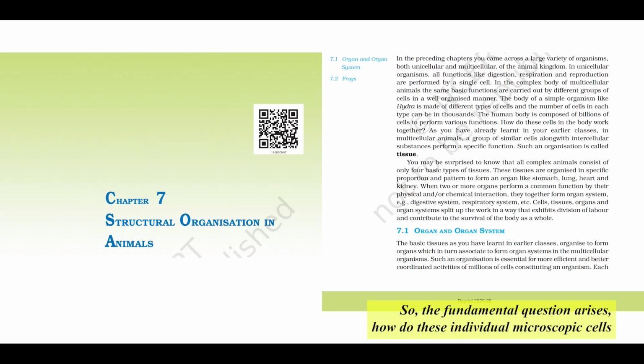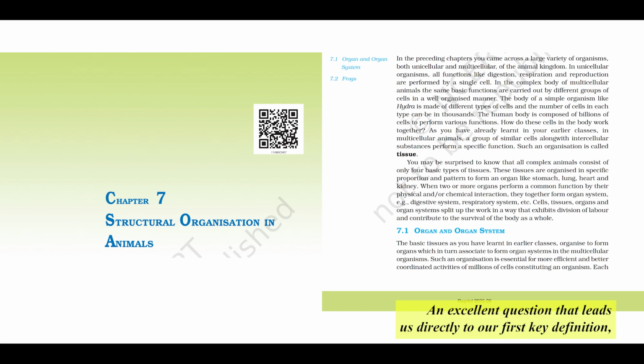So the fundamental question arises: how do these individual microscopic cells come together to form such complex and coordinated macroscopic structures? Okay, so the body assigns specific tasks to specific groups, leading to this division of labor. That definitely sounds incredibly efficient for handling complex functions. But how do these individual cells actually come together to form these organized, specialized groups? What's that immediate next level of organization beyond just a single cell?